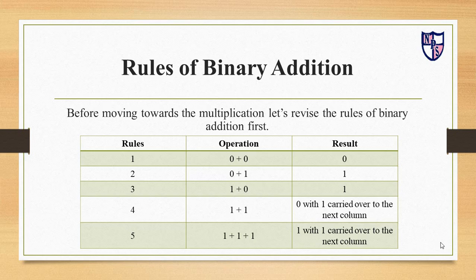It means that the result of 1 plus 1 is 0 and we will carry 1 to the next column. Rule number 5, 1 plus 1 plus 1. The result of these three ones is 1 with 1 carried over to the next column.